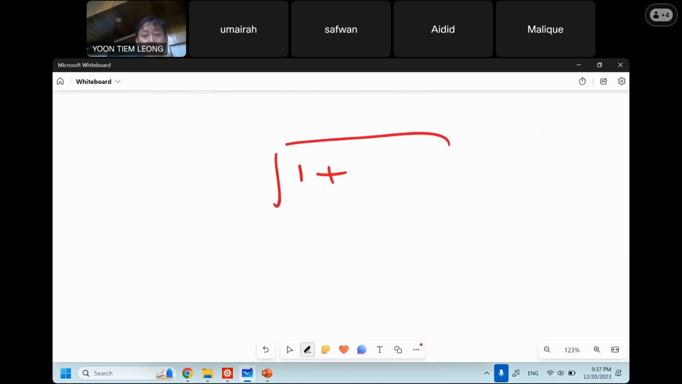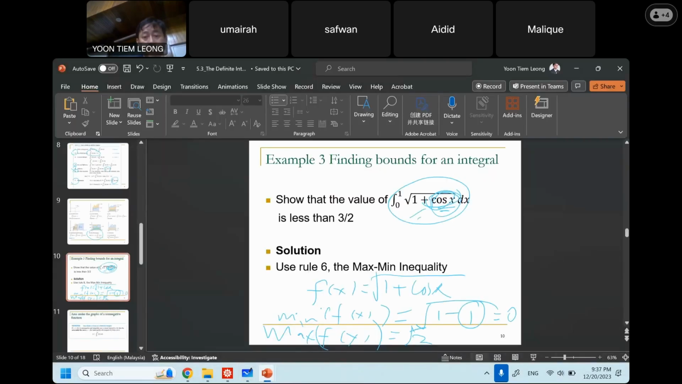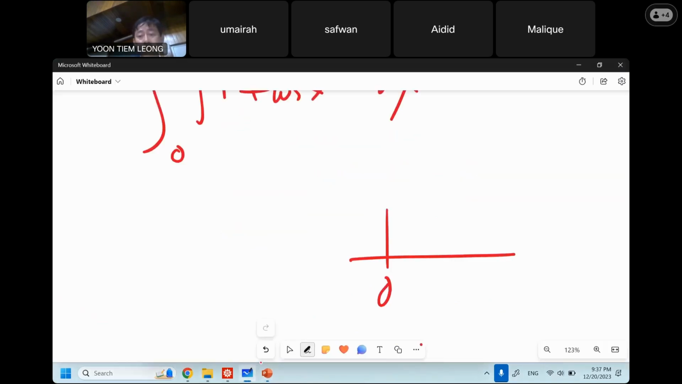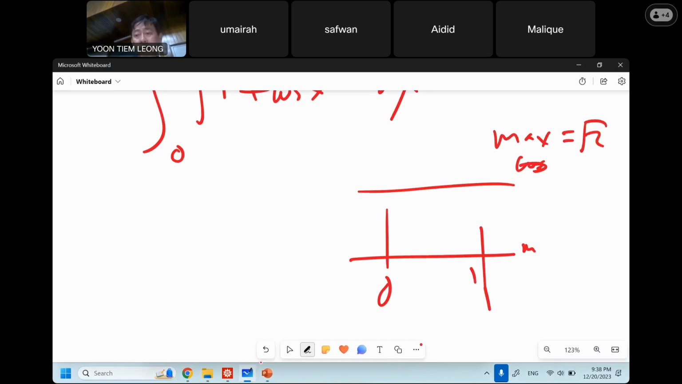So I'm looking at the definite integrals from 0 to 1. Here is 0, here is 1. I have shown that between 0 and 1, the maximum of the function is square root of 2, and the minimum is equal to 0.